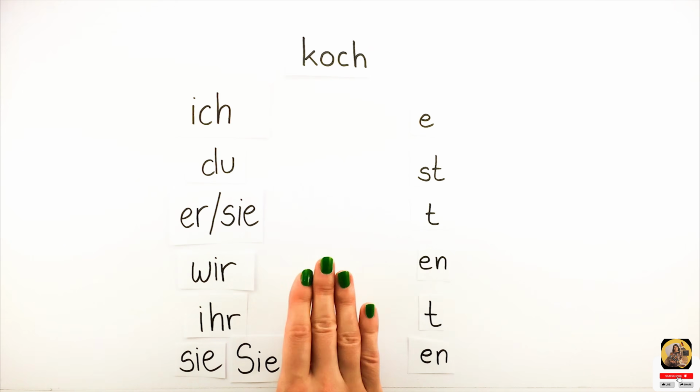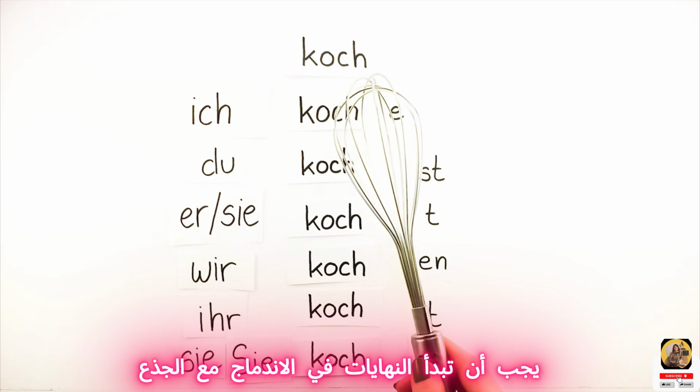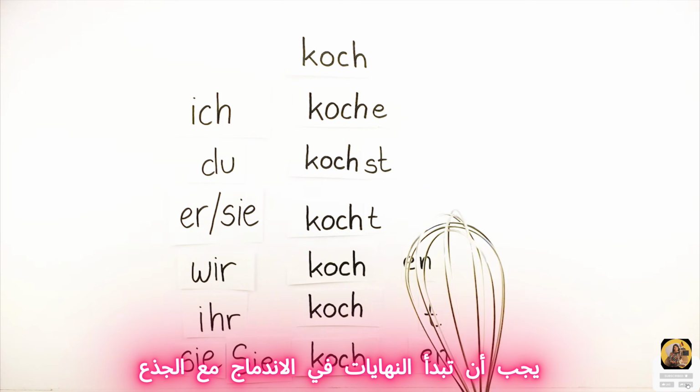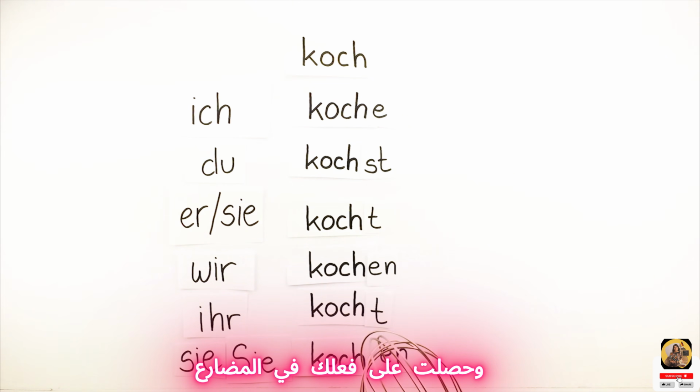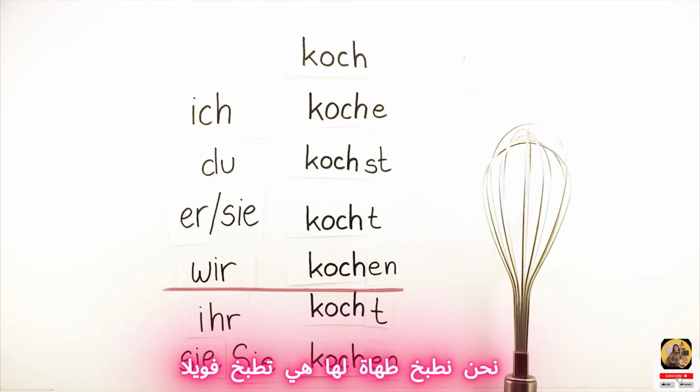Step 3. Stir well. After a while, the endings should start to fuse with the stem. And you got your verb in the present tense. Ich koche, du kochst. Er, sie, es kocht. Wir kochen, ihr kocht, sie kochen. Voila!